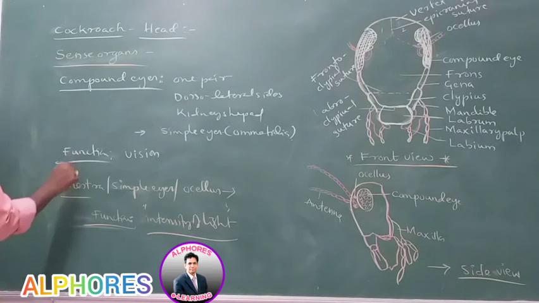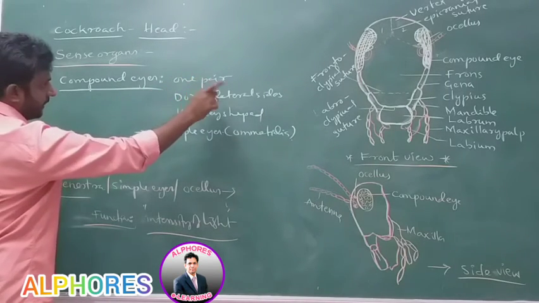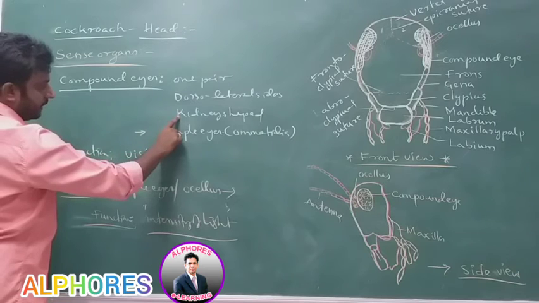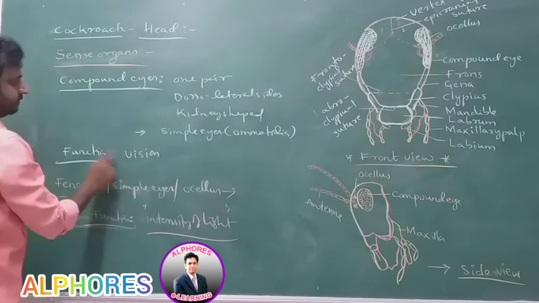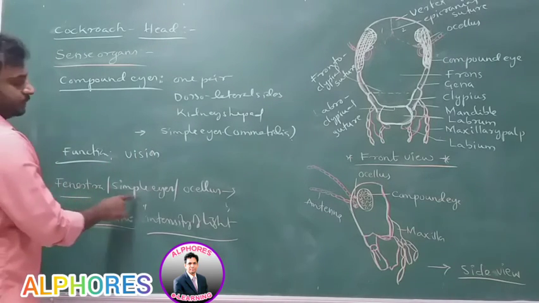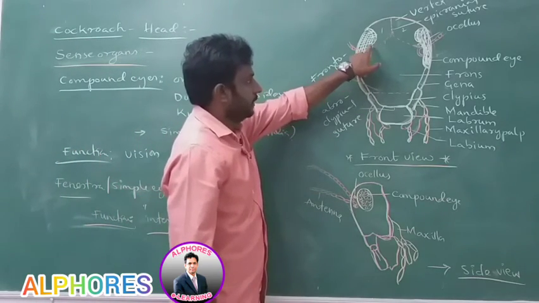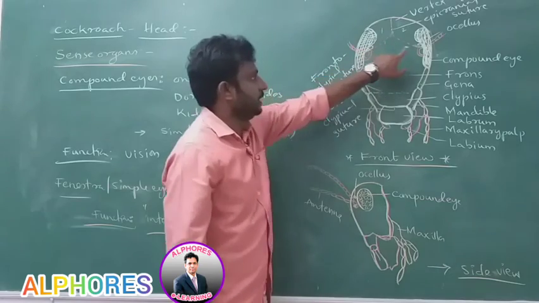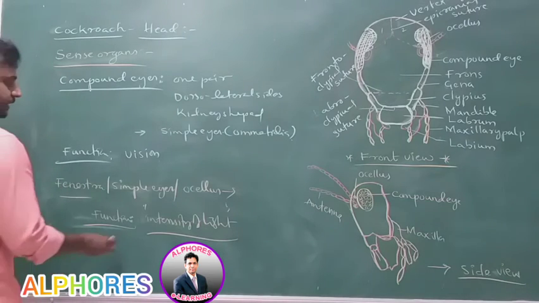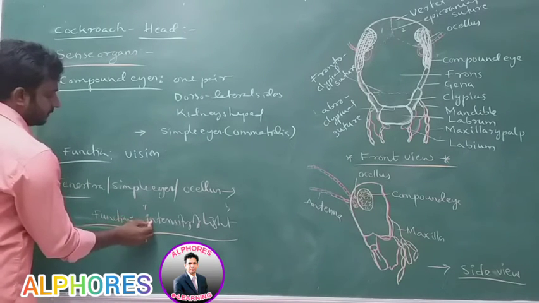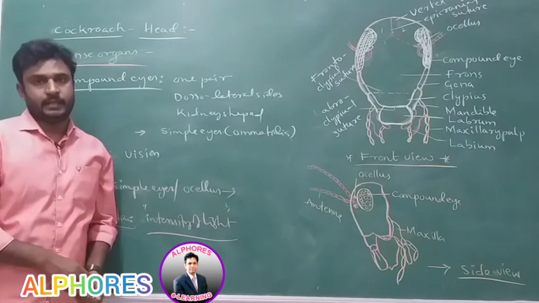These two are the sense organs. One pair of compound eyes is present at the dorsolateral sides of the head, kidney shaped and made up of simple eyes. Their function is vision. Then the fenestra, or simple eyes, are ocellar spots present near the compound eyes. They are not useful for vision, but for identifying changes in the intensity of light.